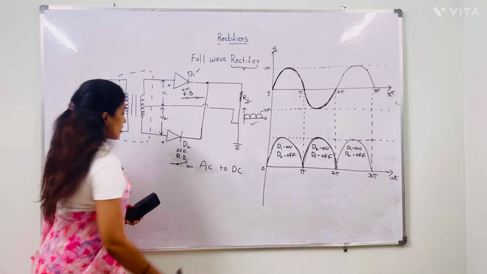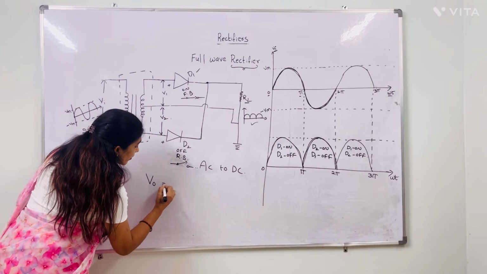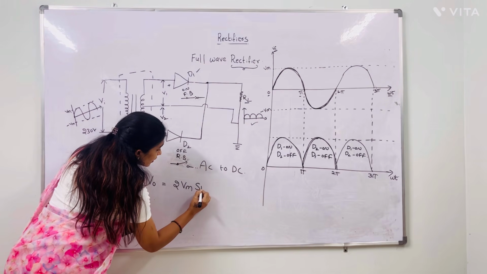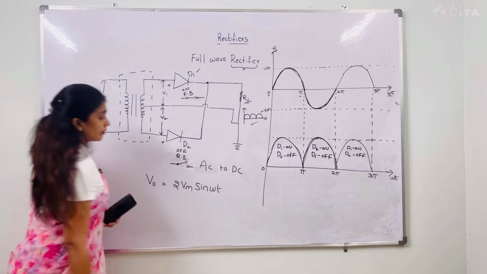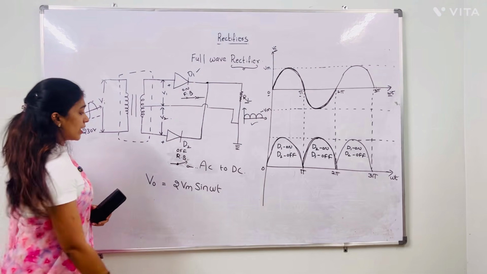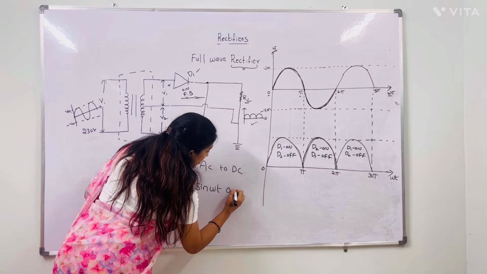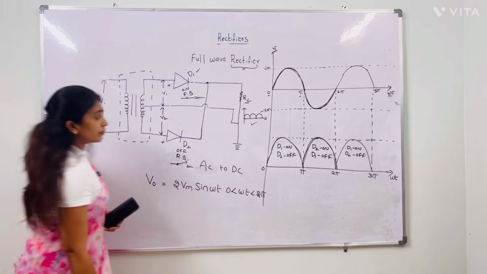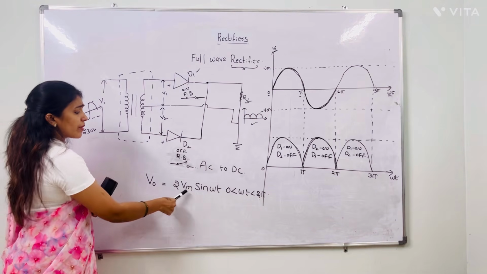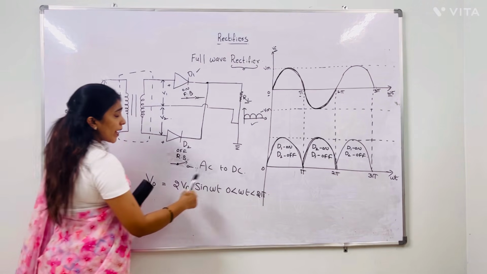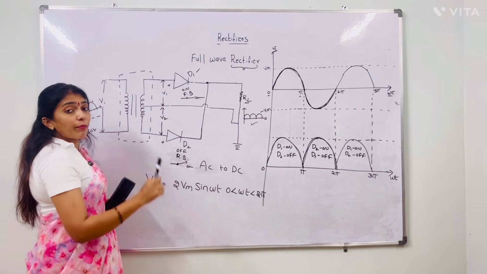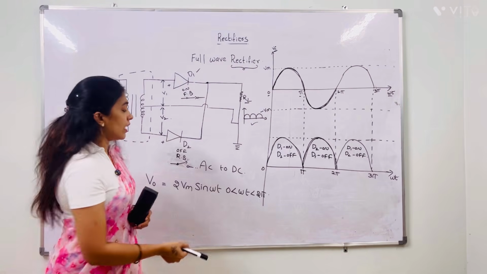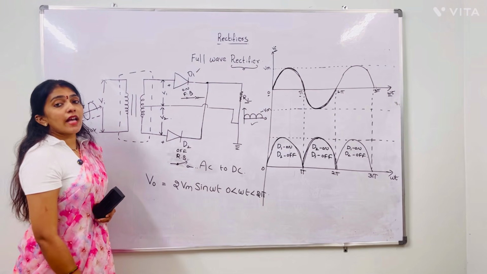The output voltage equation: V0 equals 2 Vm sin omega t, for 0 less than omega t less than 2 pi. Why am I taking 2 Vm sin omega t? From 0 to pi we got the output, and from pi to 2 pi we got the output, that is Vm sin omega t plus Vm sin omega t, which equals 2 Vm sin omega t.